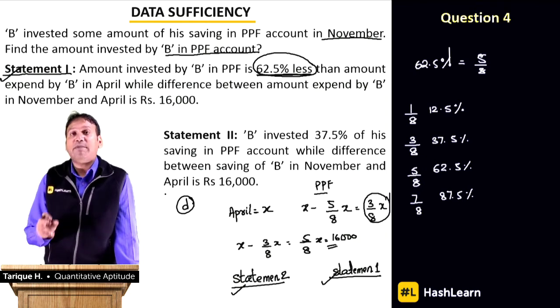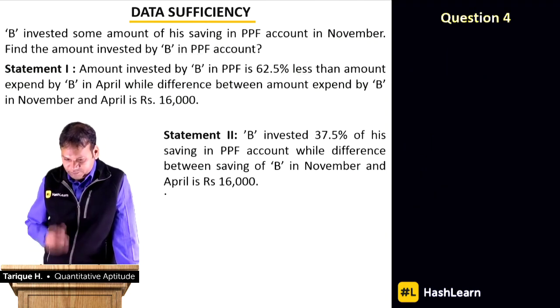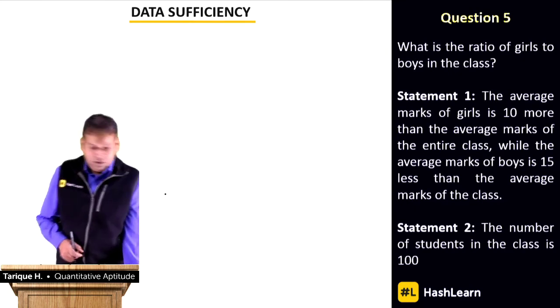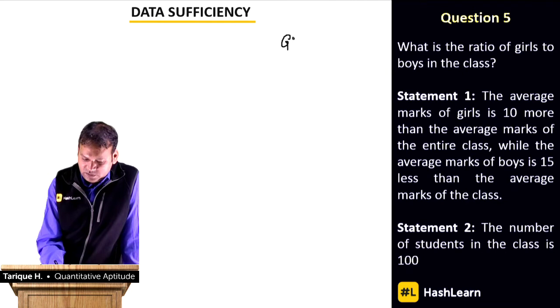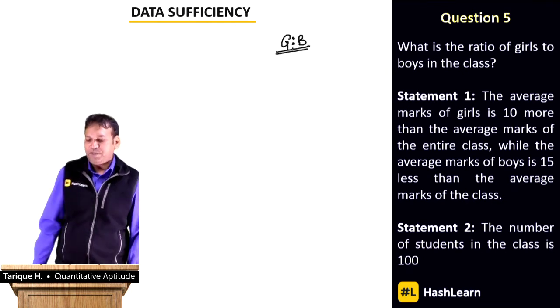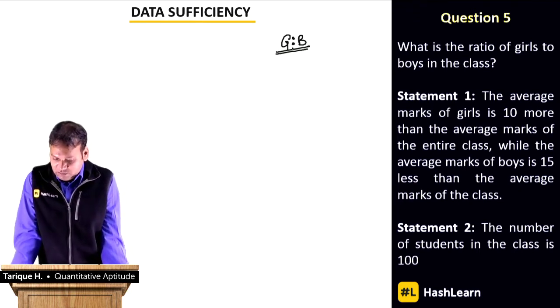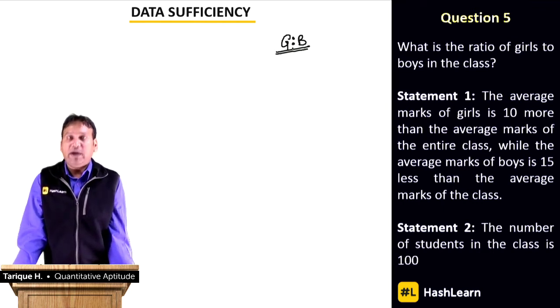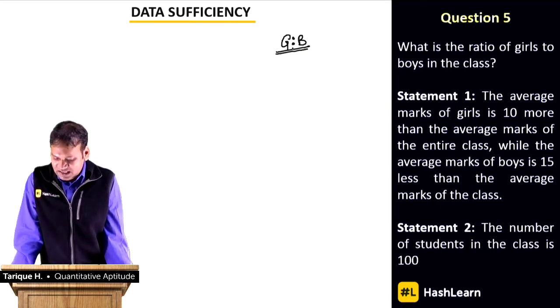Okay, that's question number 4, and now we'll move on to question number 5 and see what is there. So what is the ratio of girls to boys in the class? You can try this one yourself, a little simpler one. Girls is to boys, what is the ratio? The average marks of girls is 10 marks more than the average marks of the entire class, while the average marks of boys is 15 less than the average marks of the class. And statement 2 says the number of students in the class is 100.